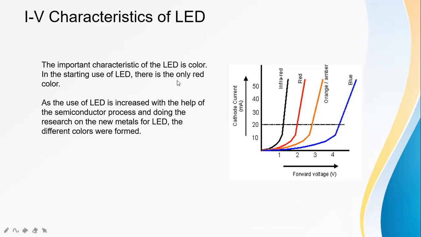The important characteristic of the LED is color. In the starting use of LED, initially there was only red color. As the use of LED increased, with the help of semiconductor processes and working levels on new materials for LED, different colors were formed. Here, what is the cathode current? It is the current flowing in this image, and it is proportional to the forward voltage.